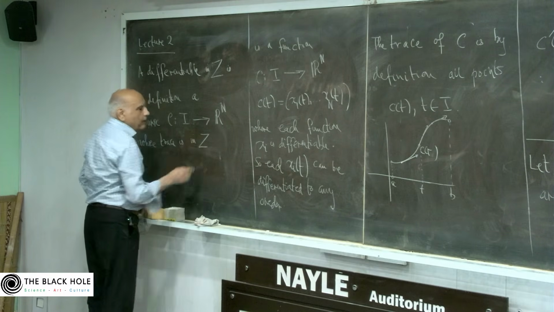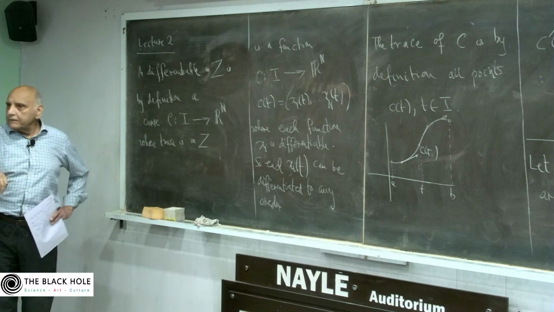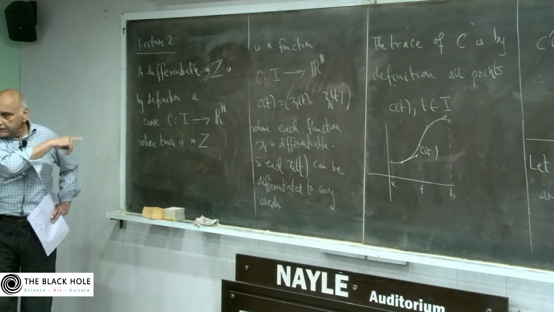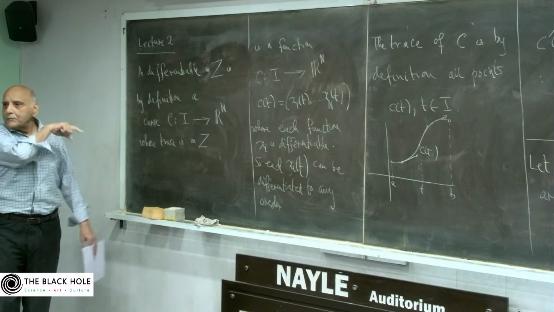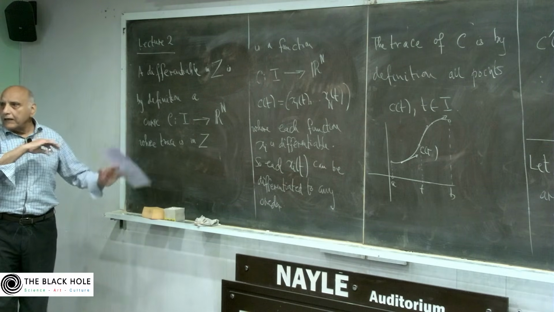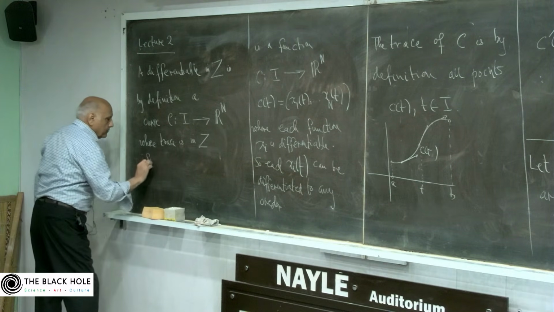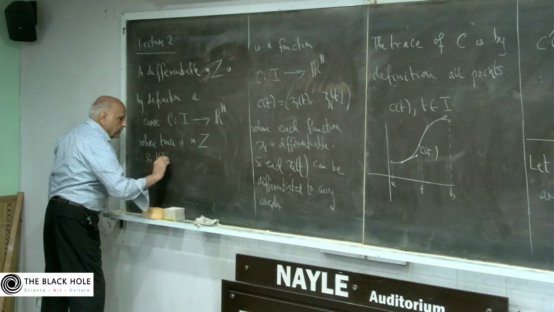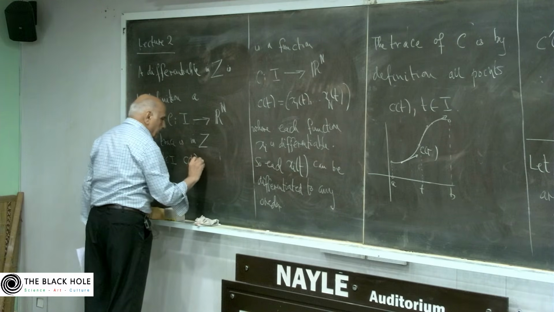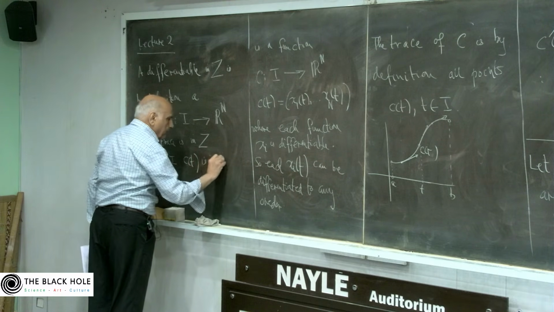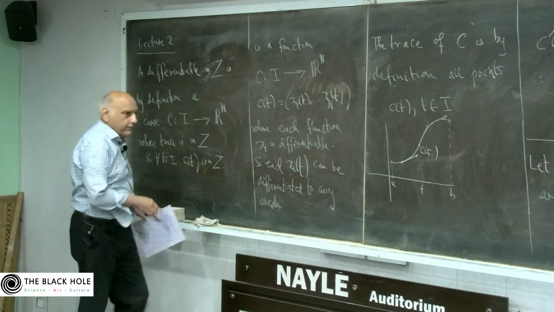Okay. So what was the definition of trace? The set of all points C(t), where t runs through your interval, and we require that these should not land anywhere arbitrary, but precisely on our subset. So for all t in I, C(t) is not just arbitrary, but C(t) is in Z. Okay.